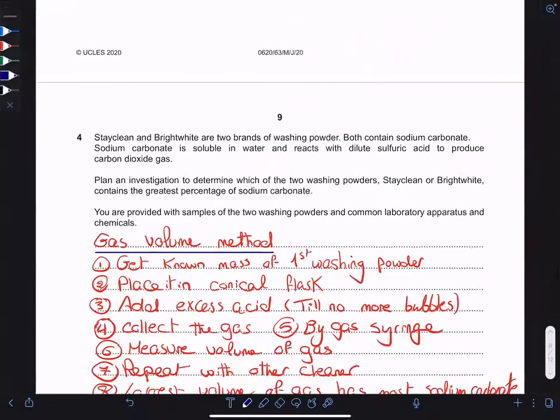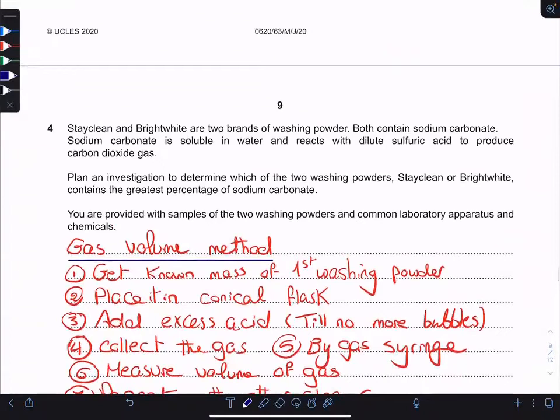Finally, the experimental design. It was an easy one, and there are several ways for solving this experiment. Okay, he says that there are two brands of washing powder which are made of sodium carbonate, a metal carbonate, so it's an alkali. And then he said that it's soluble in water and reacts with sulfuric acid to produce a gas. Plan an investigation to know which one of the washing powders has the greatest percentage of sodium carbonate. The easiest and the most straightforward way is to measure the total volume of the gas produced. If it contains more sodium carbonate, it will produce more gas.